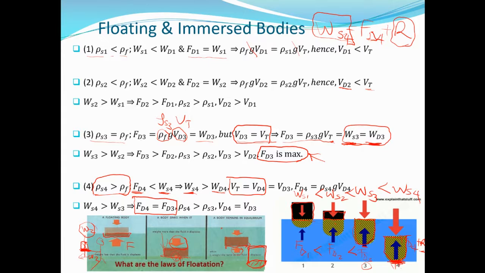But if it is holding it in place, meaning equilibrium is maintained, then WS4 is equal to FD4 plus R, where R is the reaction coming from the bottom of the container or the seabed or anything that is applicable. Is it clear?